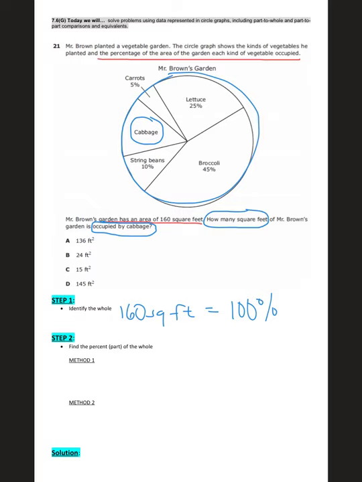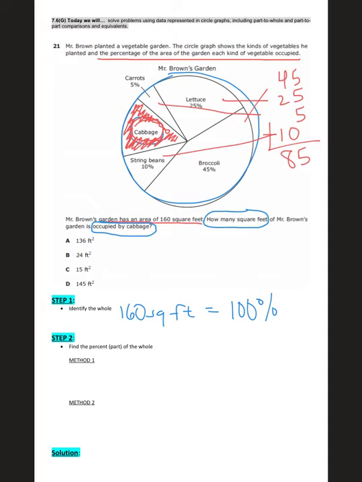Now, in order to figure out the percent represented by cabbage, we have to figure out what the percent is here, because we know the percents of all the other areas, the carrots, lettuce, broccoli, and string beans. We're just going to add up all of those. So we'll add up the broccoli, 45. We'll add the lettuce, 25. We'll do the carrots, 5. And we'll do the string beans, just 10. So we'll add all those up. 45 plus 25 is 70. 70 plus 5 is 75. 75 plus 10 is 85.